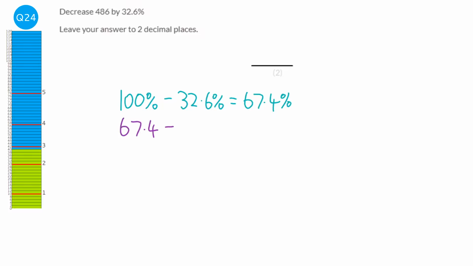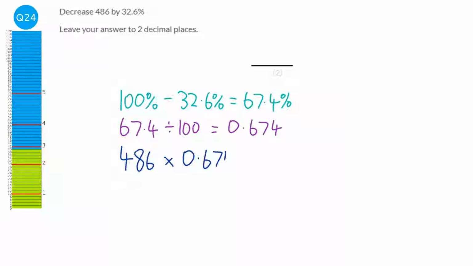So we're going to divide it by 100, and that will make it into a multiplier. And the beauty about a multiplier is all we need to do is get the amount from the question, 486, and times it by the multiplier, and it will do all the hard work for us, and it will give us the answer of 327.56.